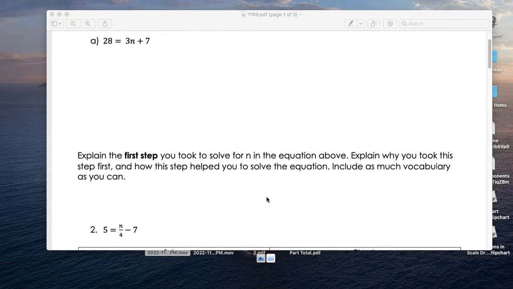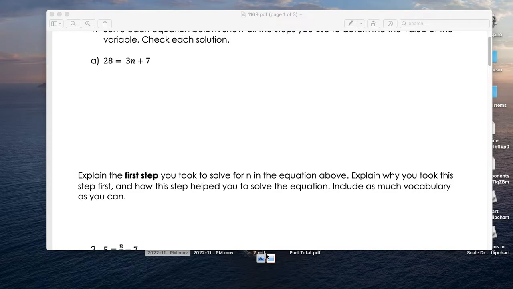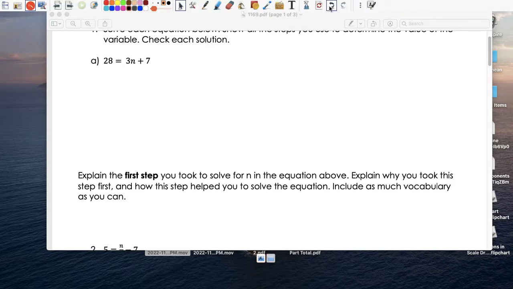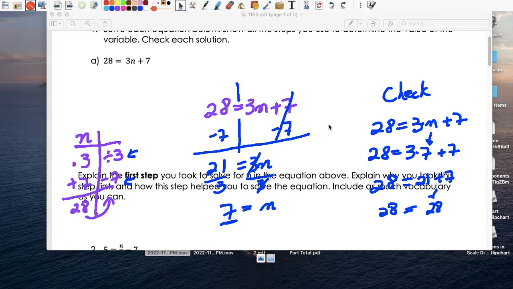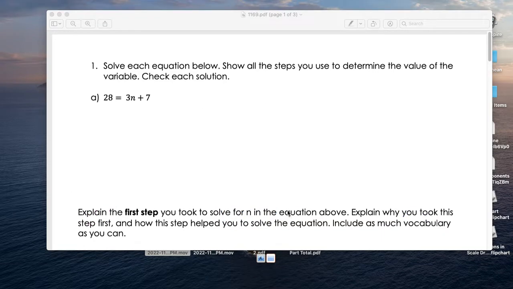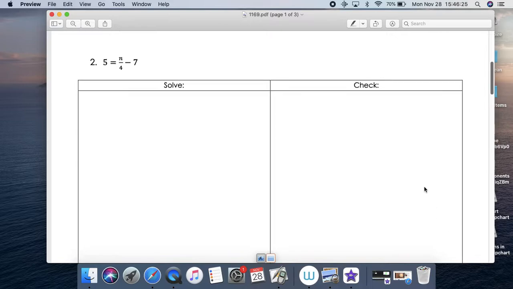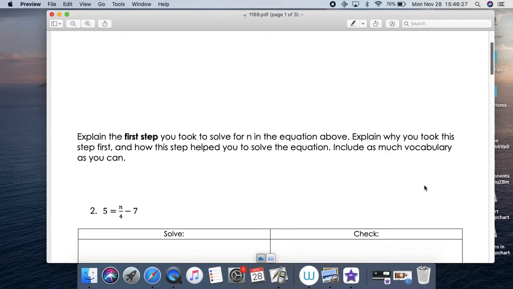Explain the first step you took to solve for n in the equation above. Explain why. So let me go back here. I can't read it, so make this a little bigger. Explain the first step you took to solve for n in the equation, but explain why you took this step first and how this step helped you solve the equation.